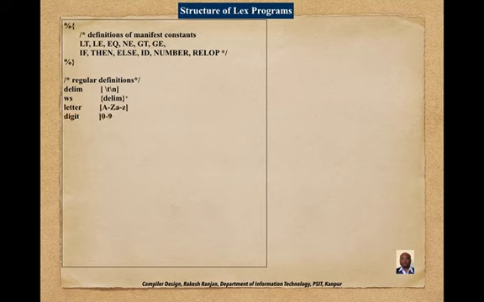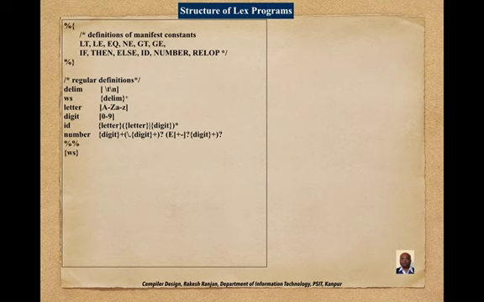White space can be delimiter plus, which indicates that one or more delimiters can be white space. Letter can be defined like this. Digit can be defined here. ID can be defined like this. Number can be defined like this. And again, two percent signs are given here to separate the next part.